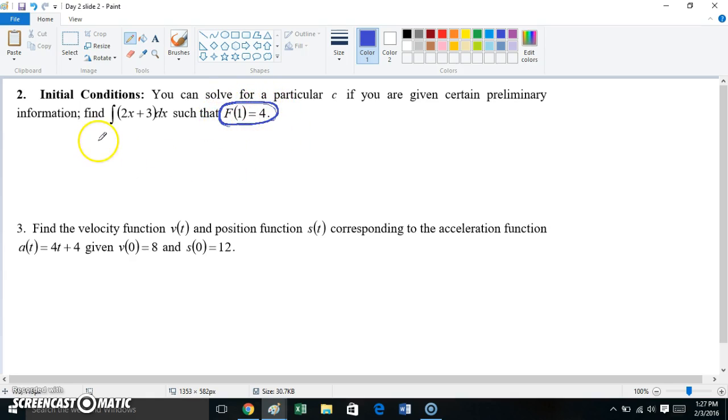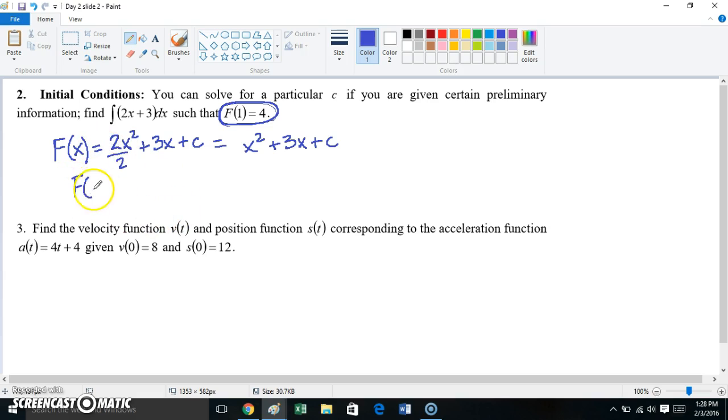Okay, I've been given some information. So let's find the integral of 2x plus 3. We anti-power rule this integrand, so we're going to get 2x squared divided by 2 plus 3x plus c, or x squared plus 3x plus c. So this is my f of x function.